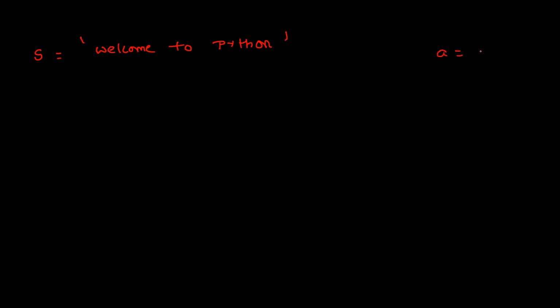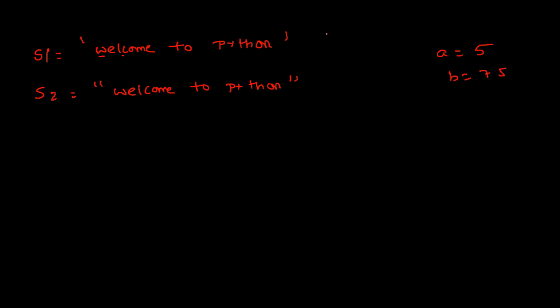Actually, a normal variable stores only one value, b is equal to 75, which is only a single value. But here, 1, 2, 3, 4, and so on. A sequence of characters placed within quotation is called a string. Suppose S2 is equal to, you can write the string within double quotations also, "Welcome to Python". You can create a string within single quotation or within double quotation.